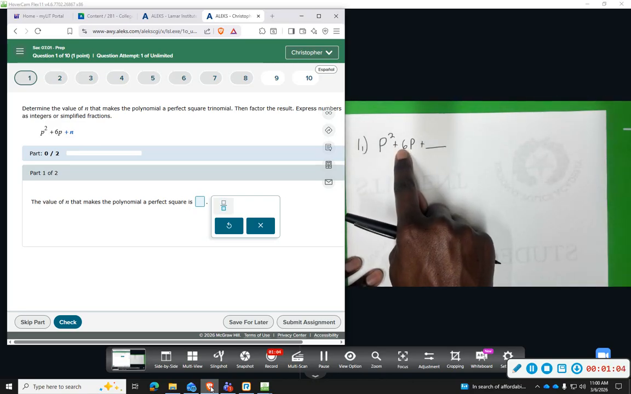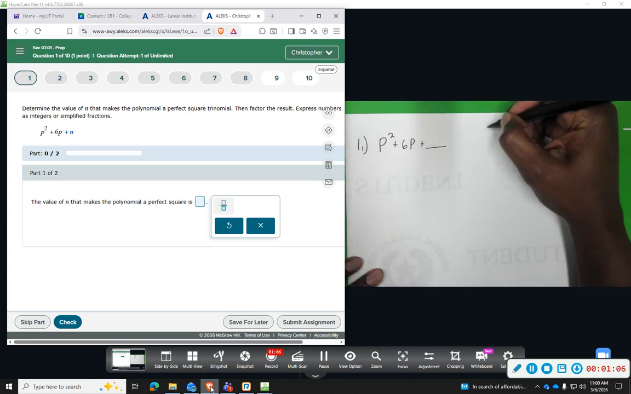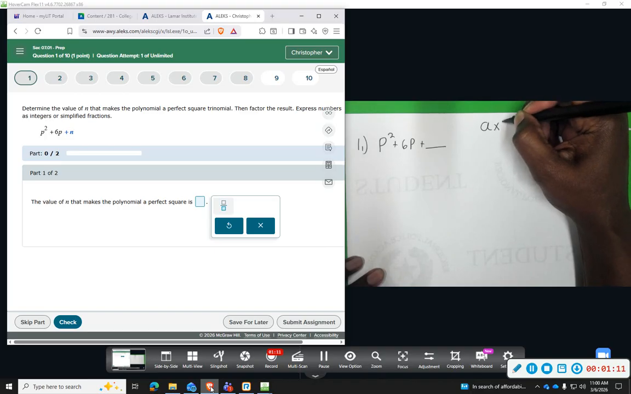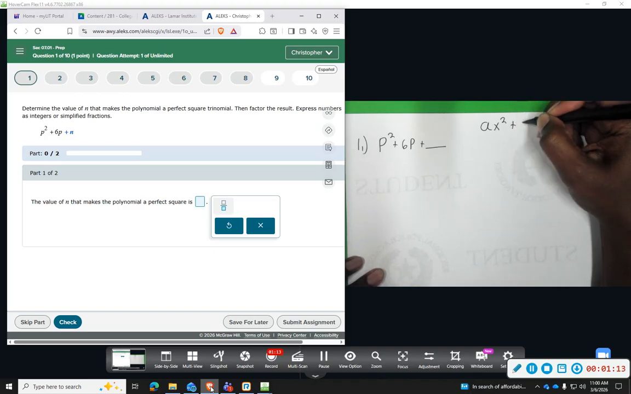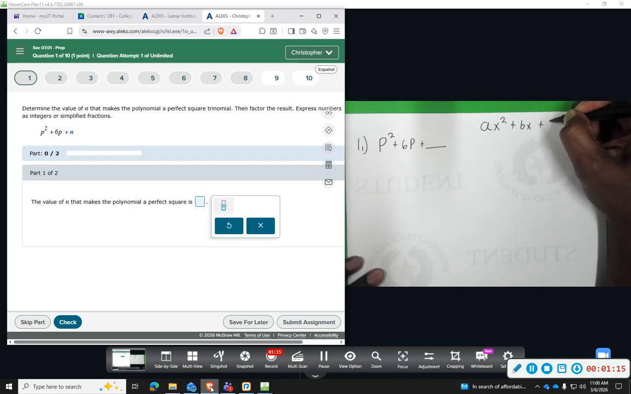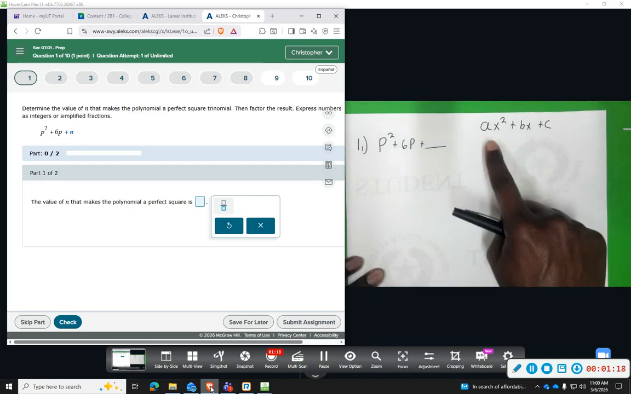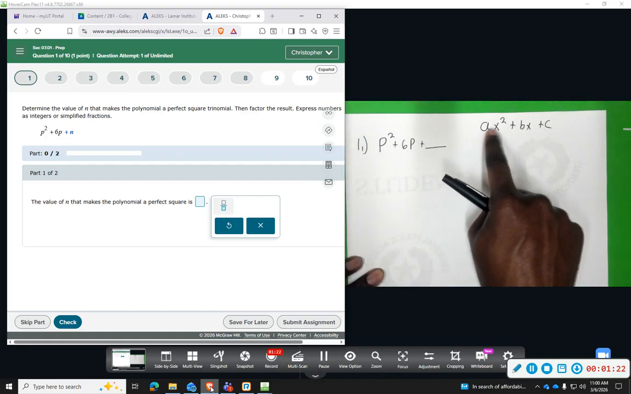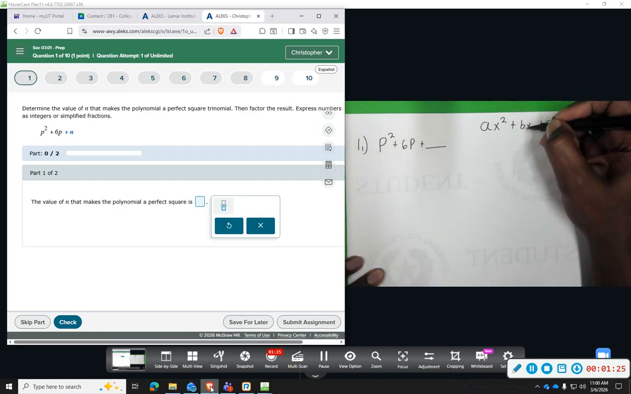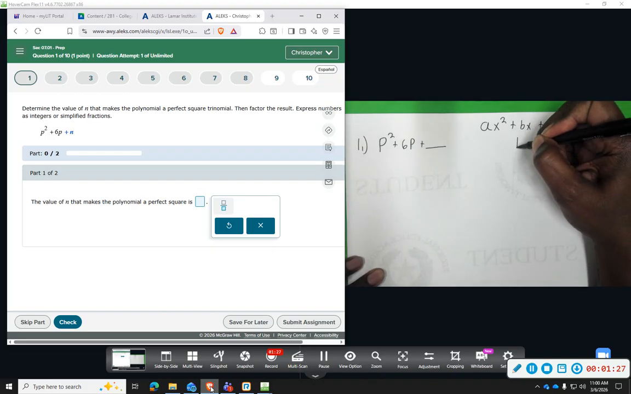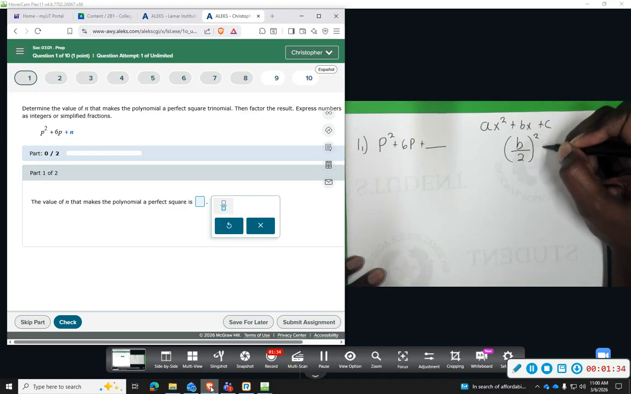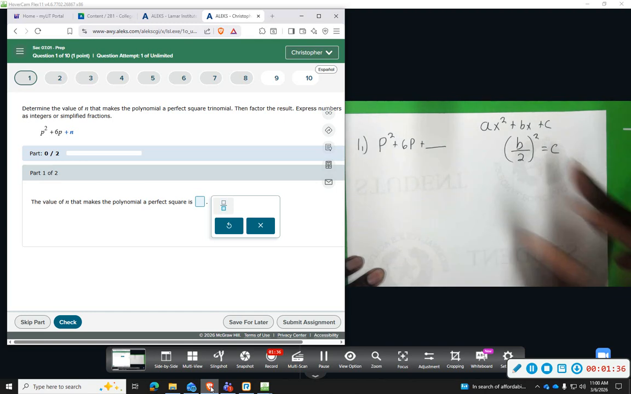So what you do to figure that out is you take this b. When we do a quadratic equation, quadratic equations are usually of the form ax squared plus bx plus c. So we're trying to figure out the c value. I'm going to refer to the middle term as b, and then the a would be the term in front of the squared term. So you're going to take the middle term, b, divide it by 2, and square it. That's going to give you the c value that gives you a perfect square trinomial.